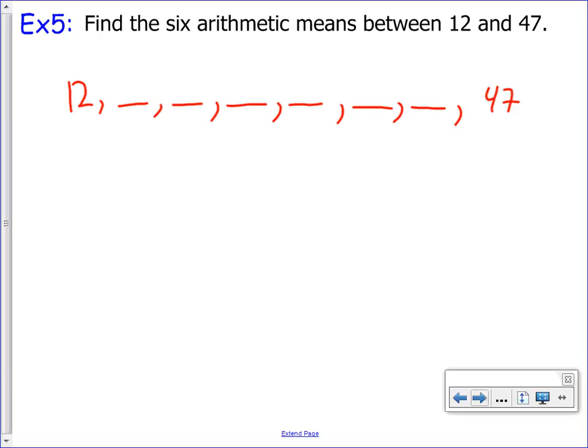Again, just to prove that formula to you, we add d here.